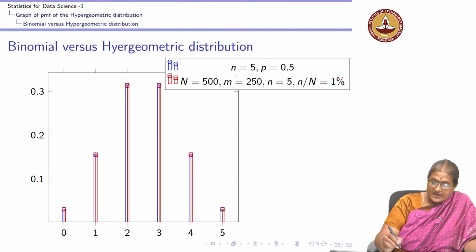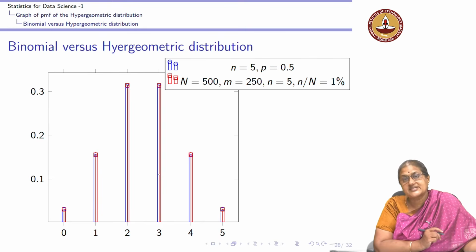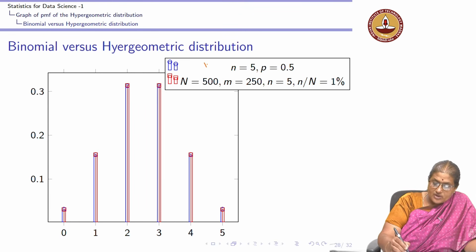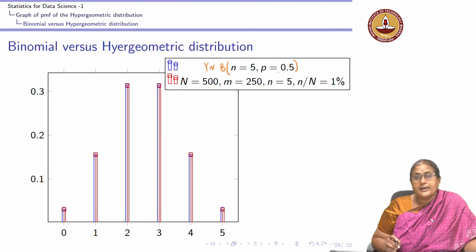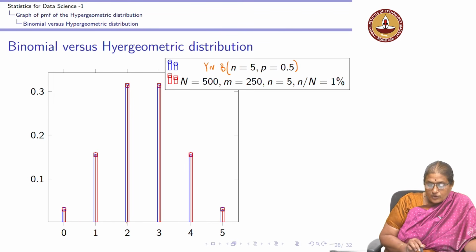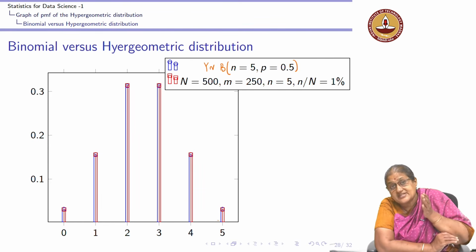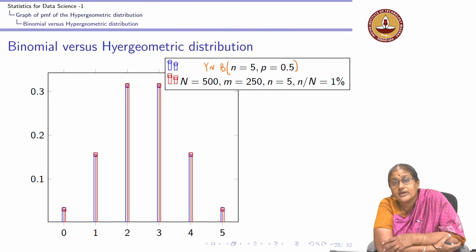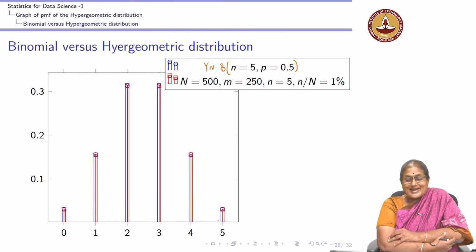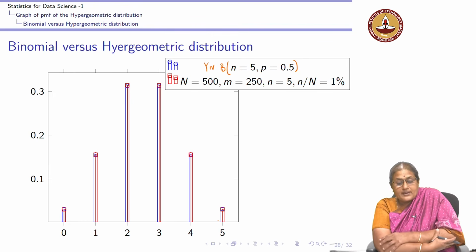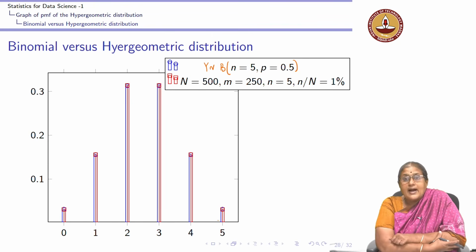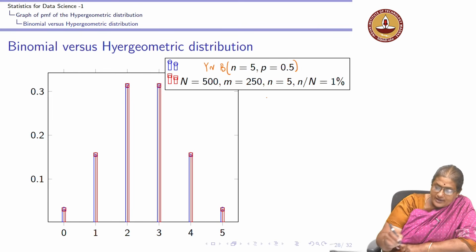So, here I have n equal to 5, the blue represents the binomial distribution. So, Y is a binomial with parameters n equal to 5 and p equal to 0.5. I know p equal to 0.5 would give me a symmetric distribution. The blue bars represent the probability mass function of the binomial distribution, and the red bars represent the probability mass function of my hypergeometric distribution. Again, I know my X in both the cases would take values 0, 1, 2, 3, 4 and 5.